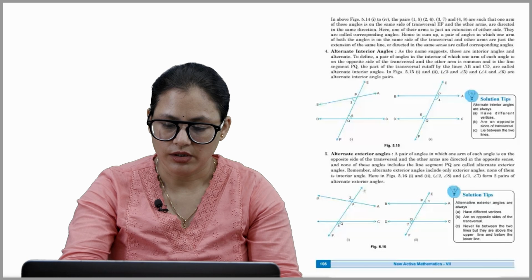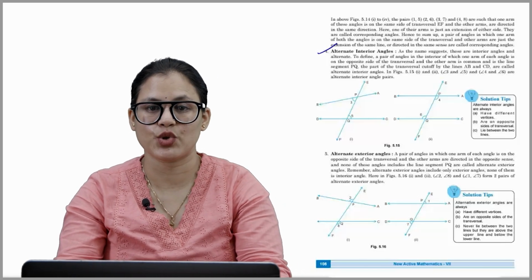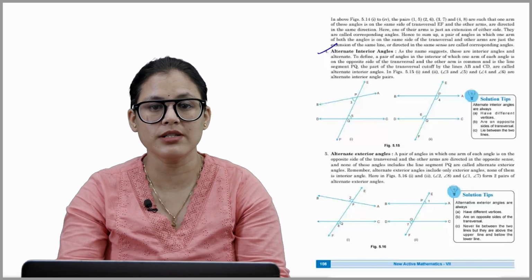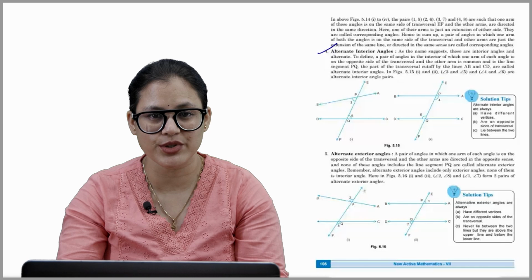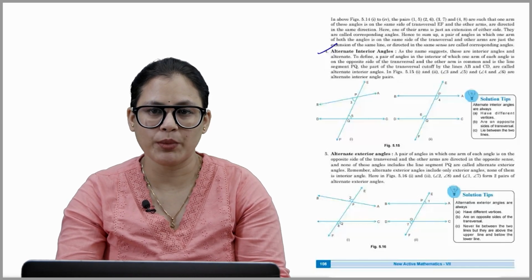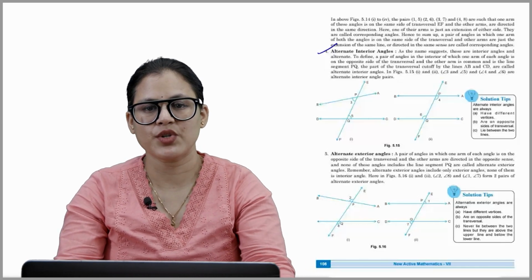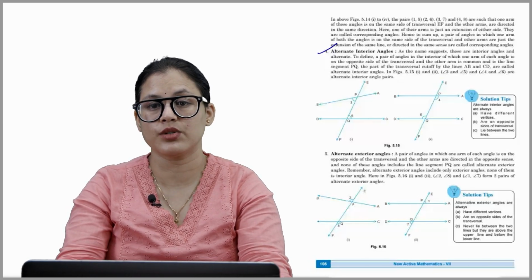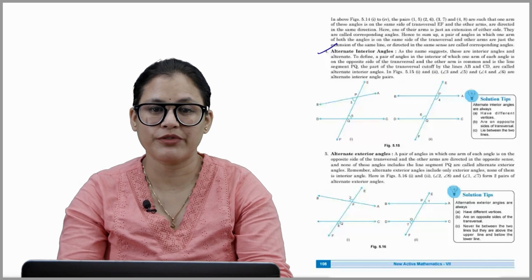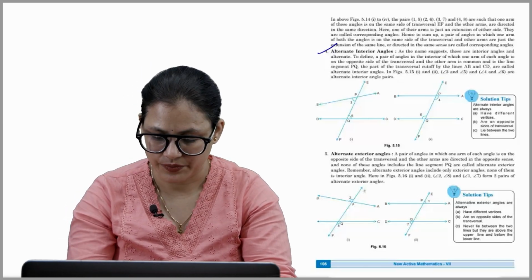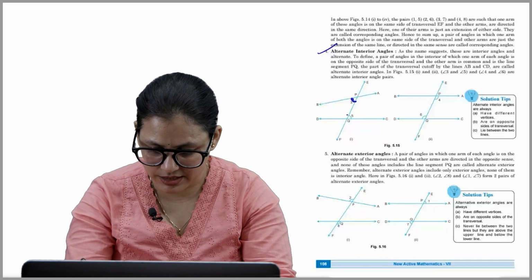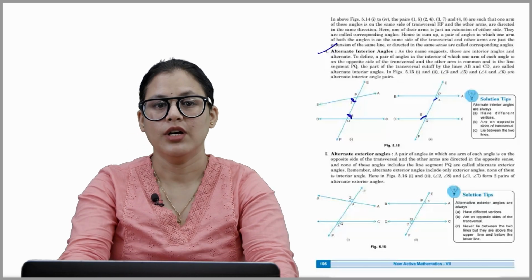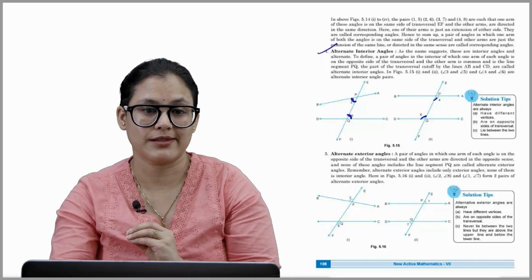Okay. Number 4, alternate interior angles. As the name suggests, these are interior angles and alternate. They are a pair of angles in the interior in which one arm of each angle is on the opposite side of the transversal and the other arm is common and is the line segment PQ, the part of the transversal cut off by the lines AB and CD. In figures 5.15 first part and second, angle 3 and 5, and angle 4 and angle 6 are alternate interior angles, right?